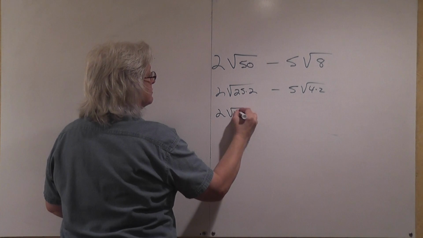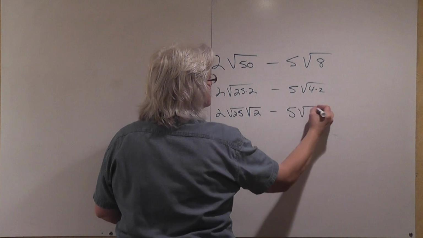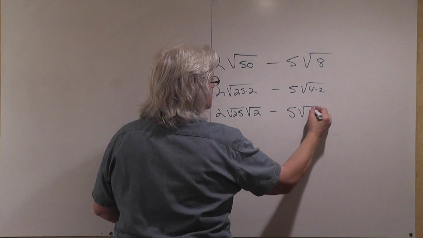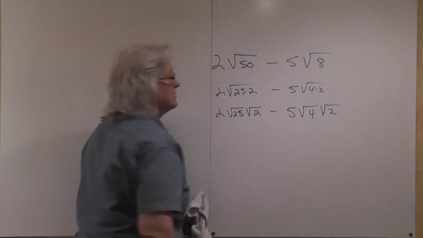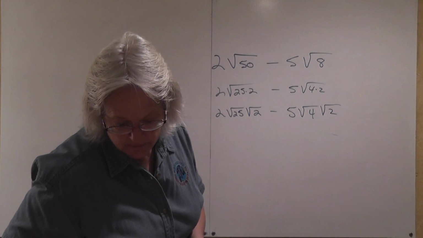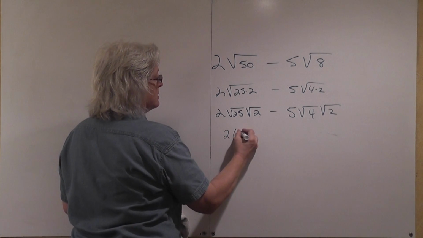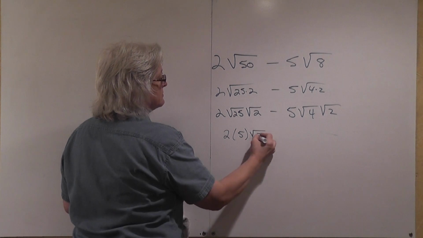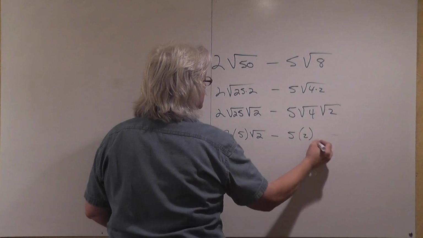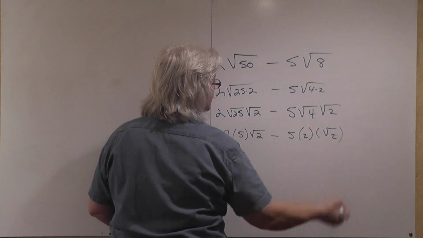2 times the square root of 25 times the square root of 2 minus 5 times the square root of 4 times the square root of 2. Now what are we going to have? We have 2 times 5 times the square root of 2 minus 5 times 2 times the square root of 2.